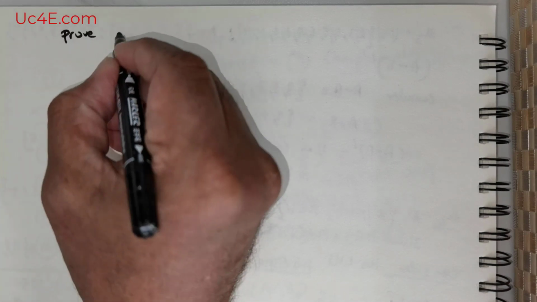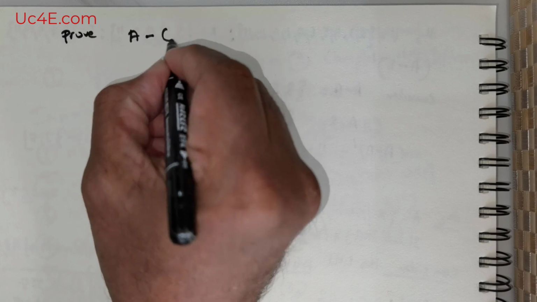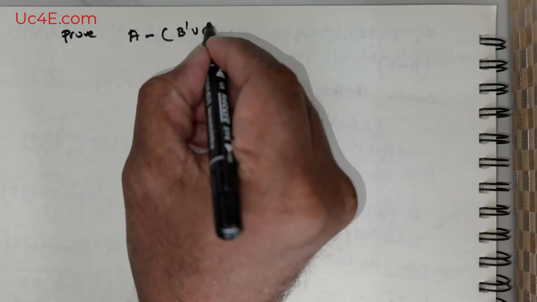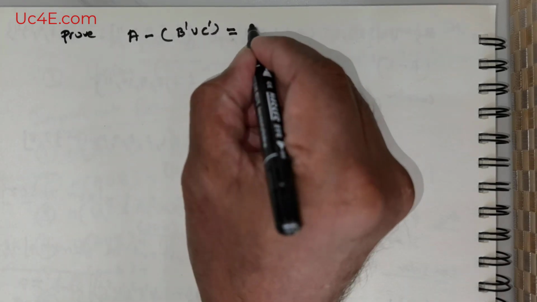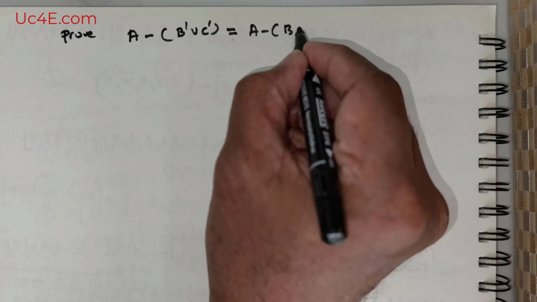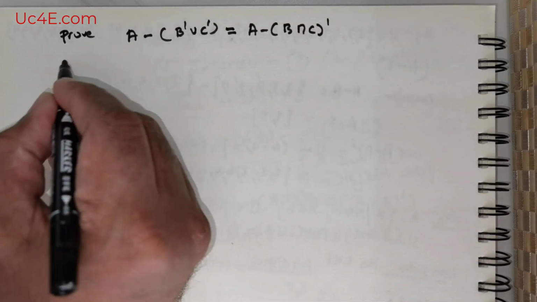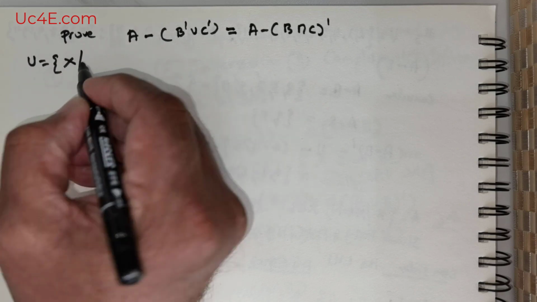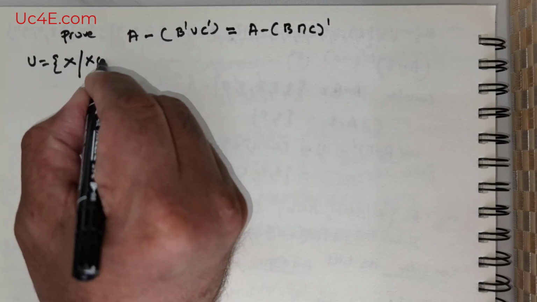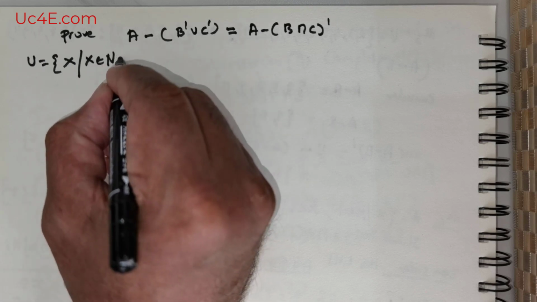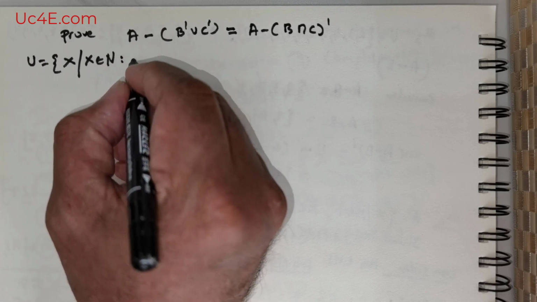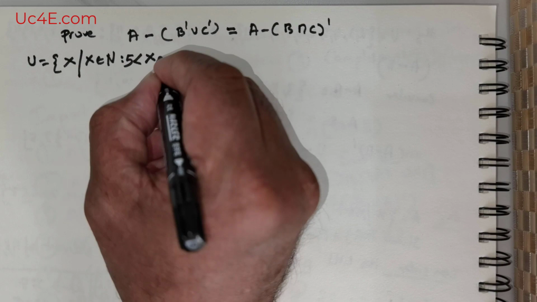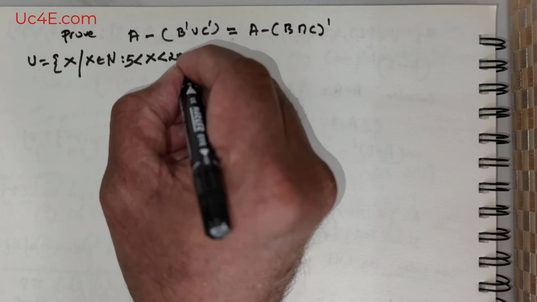So we are expected to prove this: A difference of B complement union C complement should be equal to A difference of B intersection C, the whole complement, given that U is the collection of all X such that X is a natural number and that X is present between 5 and 20.